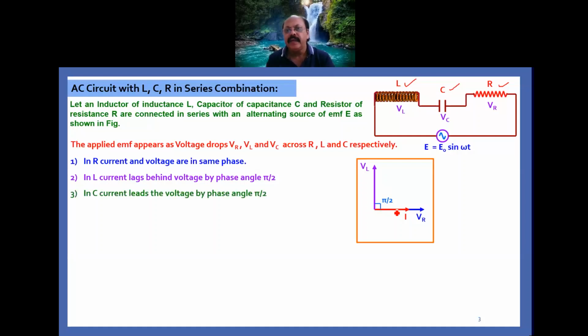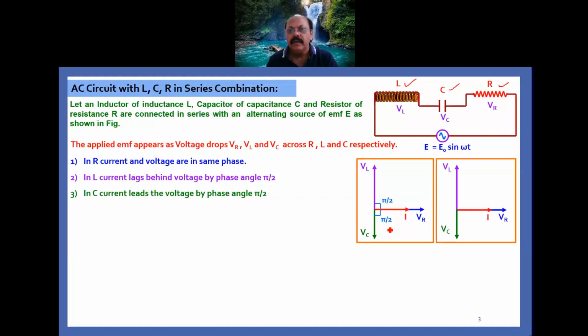Now in case of the capacitor, alternating current leads the alternating EMF by the phase angle pi by 2. You can see here VC is the voltage drop across the capacitor, and the phase pi by 2 by which voltage lags the alternating current, or alternating current leads the voltage by the phase angle pi by 2. So this is the phasor diagram.